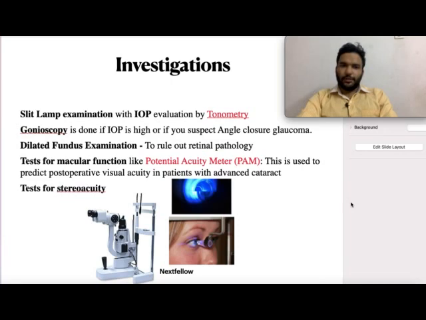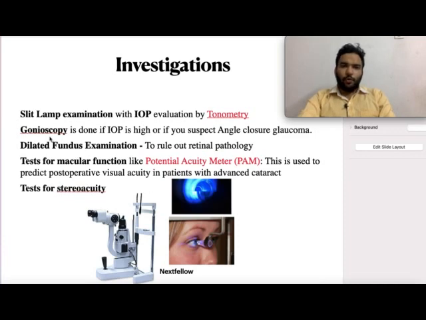Coming to the main investigation, slit lamp examination with intraocular pressure evaluation by tonometry. Usually we use Goldmann's applanation tonometer. This is the slit lamp, this is the Goldmann's applanation tonometer, and this is the Myers. This is how we see, and we will estimate the pressure of the patient. We will discuss a lot about this in the glaucoma chapter.